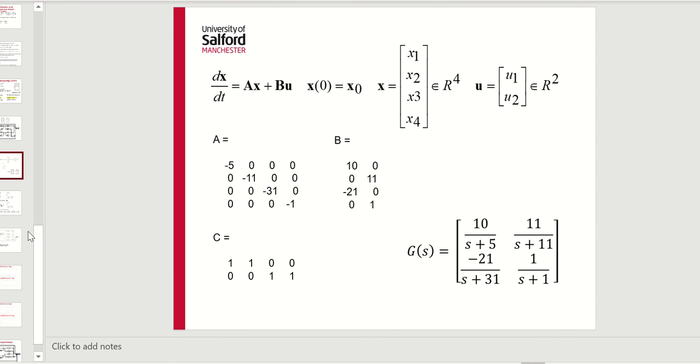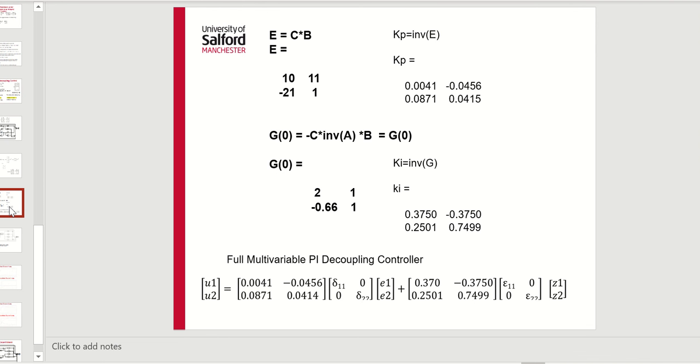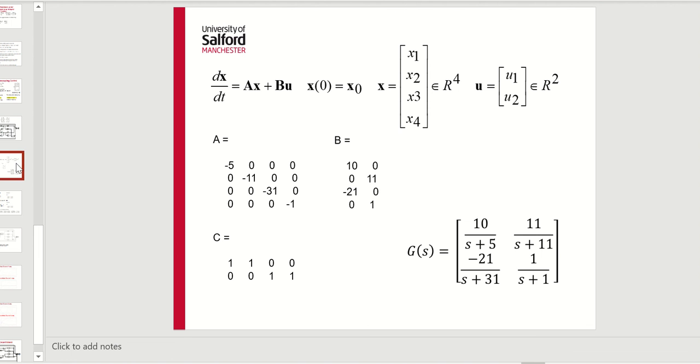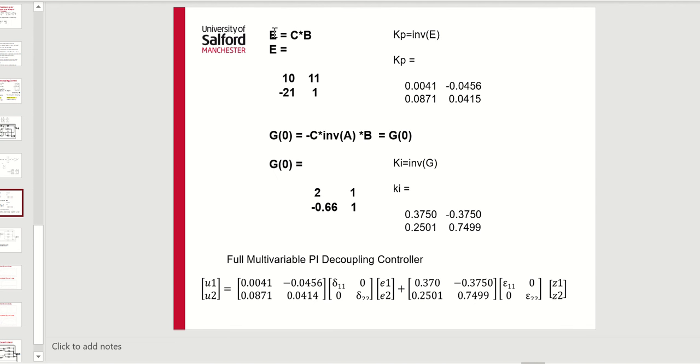Then once you've got the ABC, we can now compute some of the matrices. So the first thing we need to compute is the decoupling matrix, and we get that by the first one being C times B, then it would be C times A times B, C A squared B, until one of them is non-zero. But fortunately, in this particular case, C times B is non-zero, and therefore E is C times B. So E is C times B, and this is what C times B comes out as.